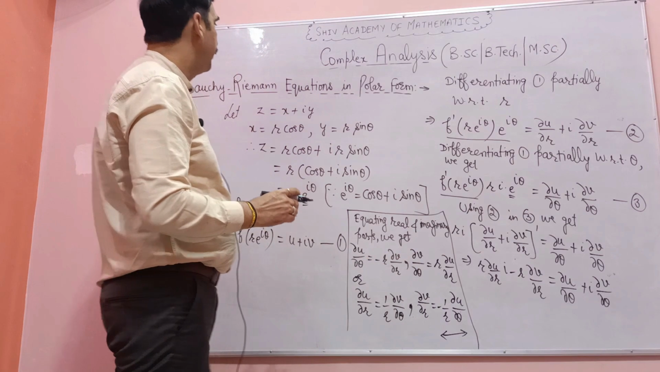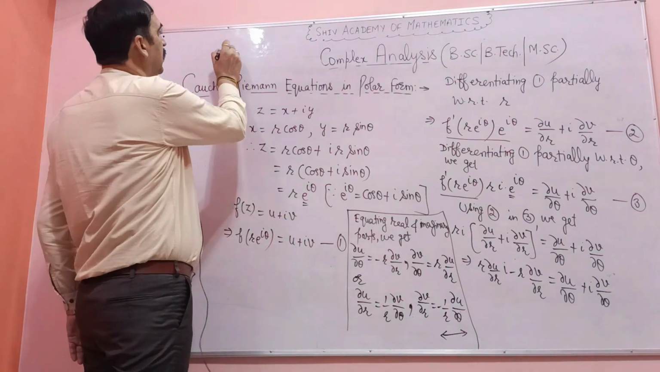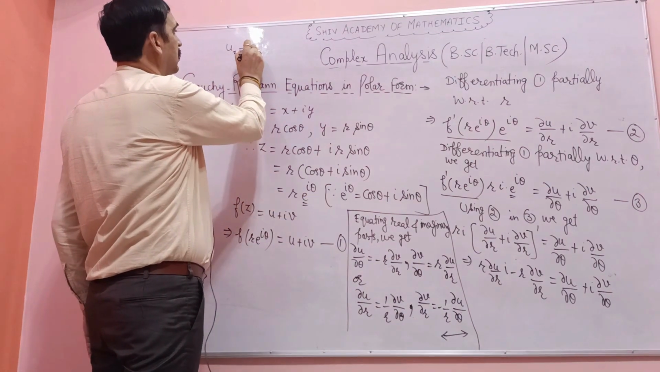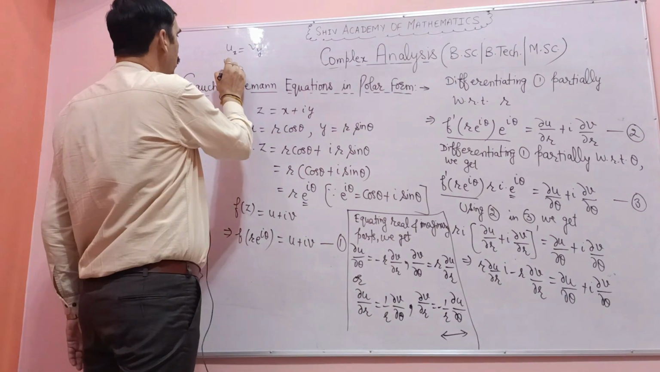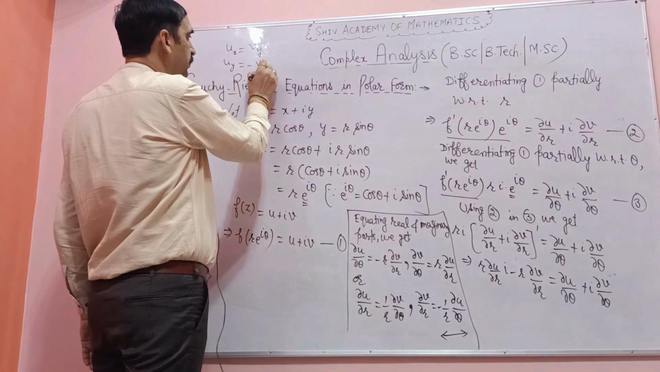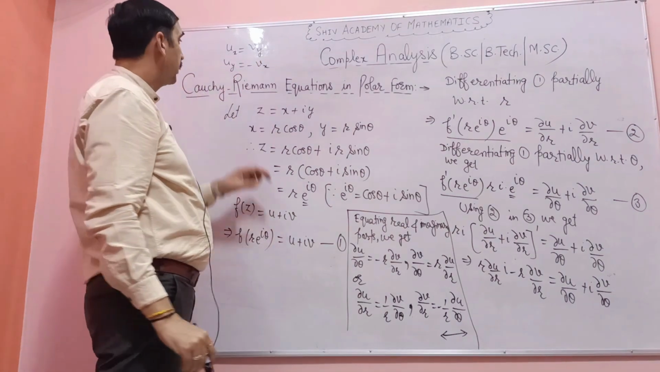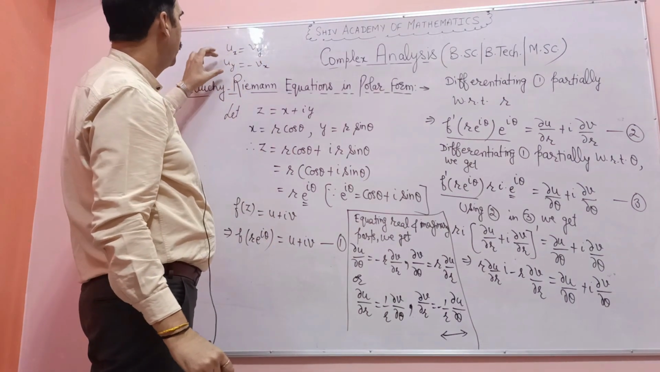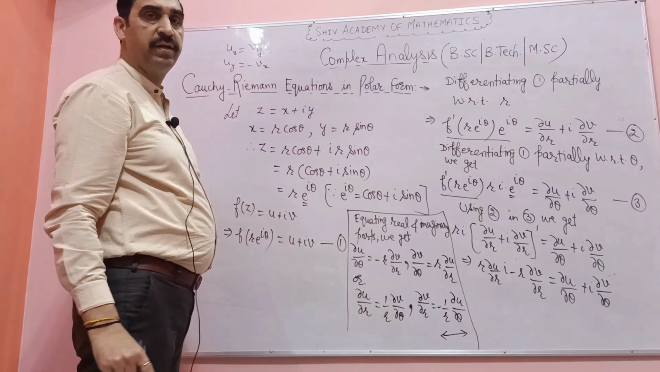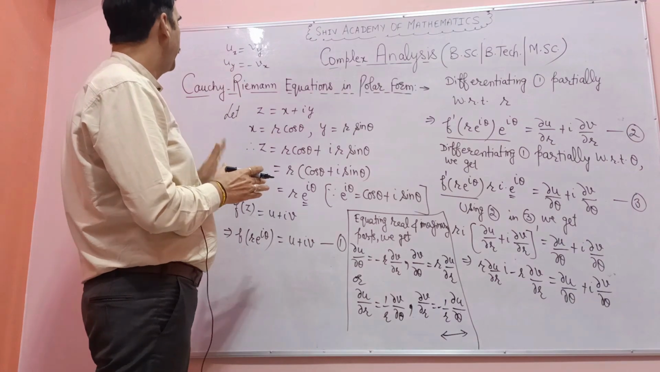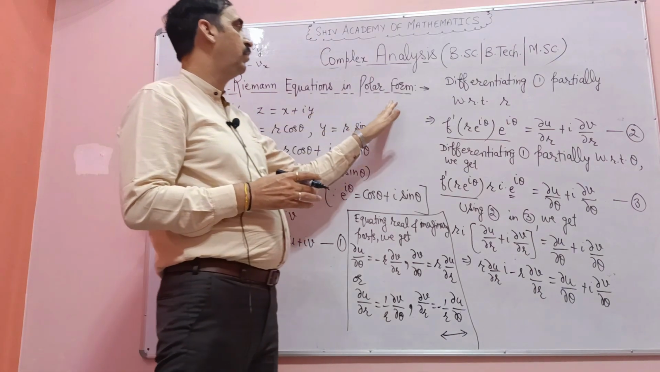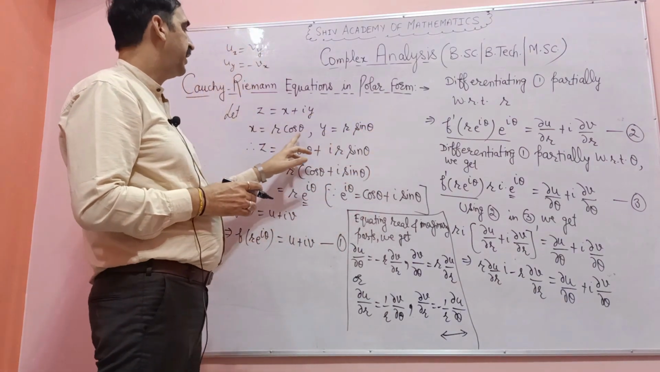You know very well that when we talk about CR equations in Cartesian form, ux equal to vy and uy equal to minus vx. Or you say, ∂u/∂x equal to ∂v/∂y, or ∂u/∂y equal to minus ∂v/∂x. But in this, we have found the CR equations in the polar form. That means to say in the form of r and theta.